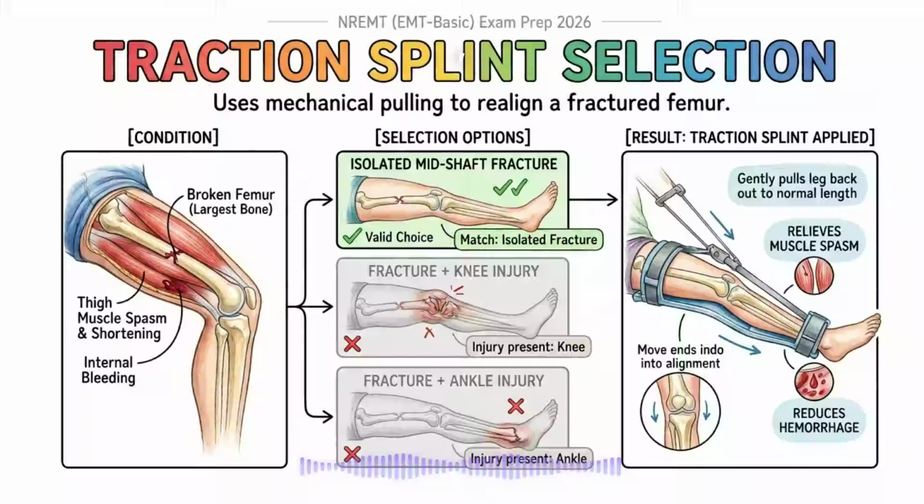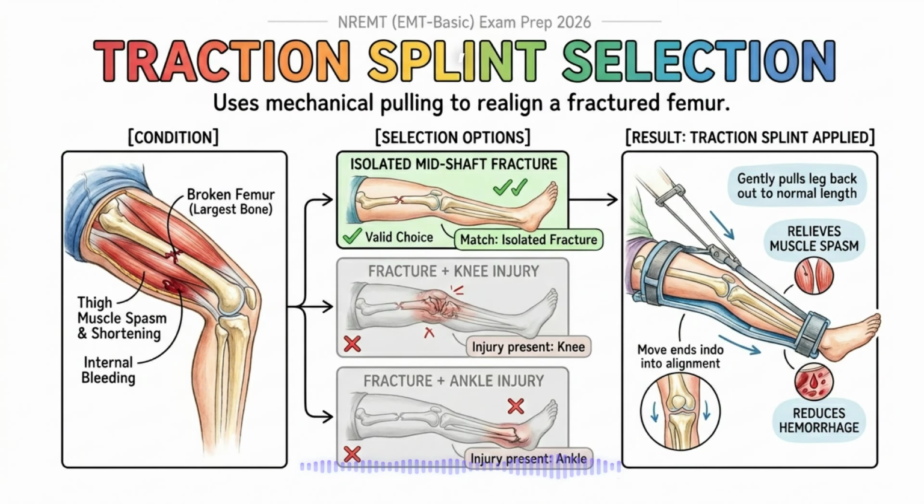One highly tested, specialized splint is the traction splint, which is designed exclusively for isolated mid-shaft femur fractures. The femur is the largest bone in the body, and when it breaks, the powerful thigh muscles spasm and pull the broken bone ends past each other, causing excruciating pain and massive internal bleeding.